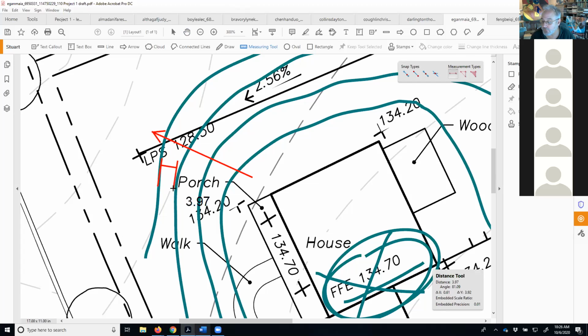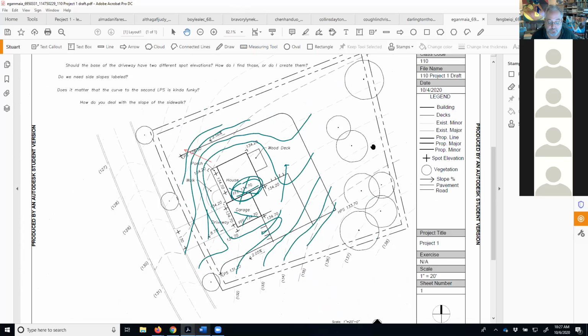Stuart to students, do you guys see the numbers coming up? Yeah, I see that. Thank you. Okay, so I just want to point that out, that if you're going to start pushing contours, you need to be aware of some of those things.